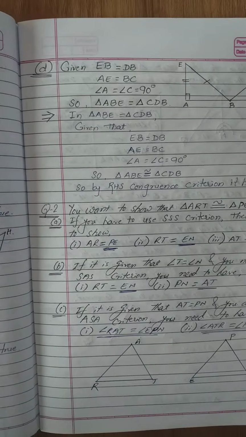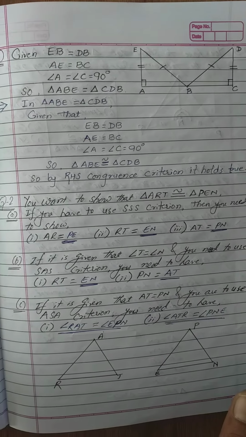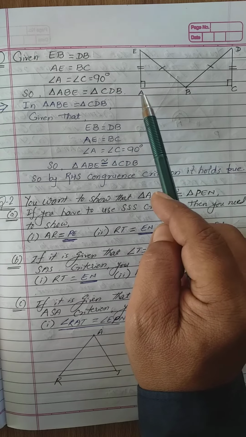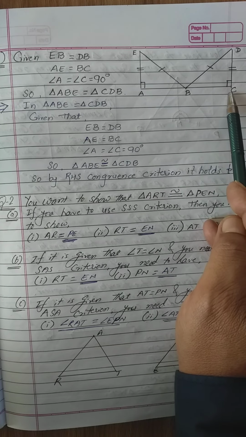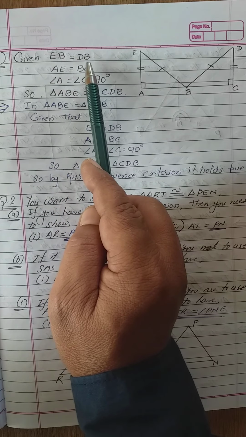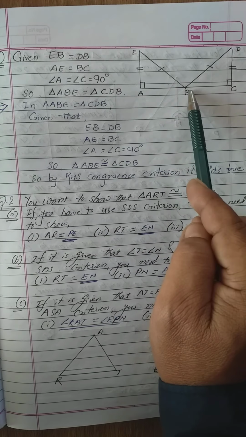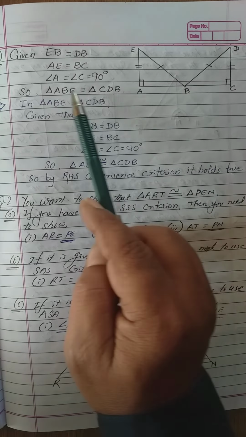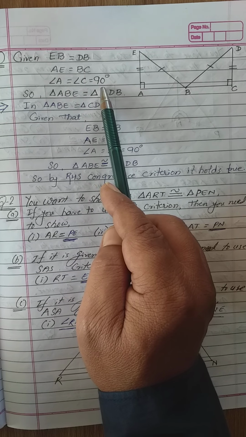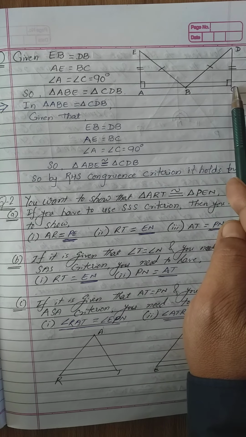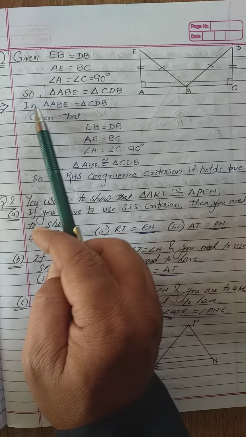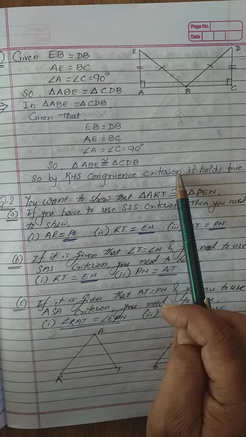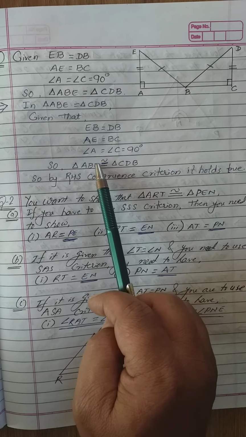Sum number D. Here you can see two triangles having right angle at A and right angle at C are given. So here you can see two sides EB equal to DB, AE equal to BC, angle A equal to angle C equal to 90. Angle A and angle C are 90. So here you can see a right angle is there, so we have to use RHS congruence criteria to make this statement true.